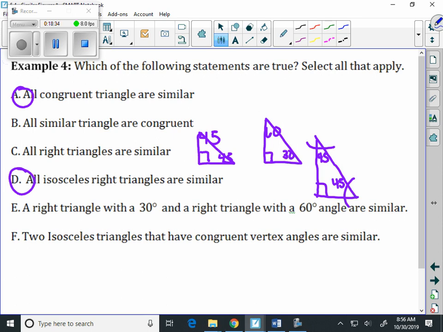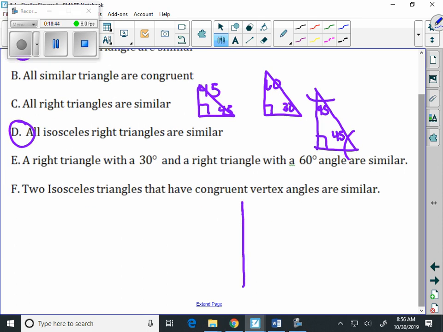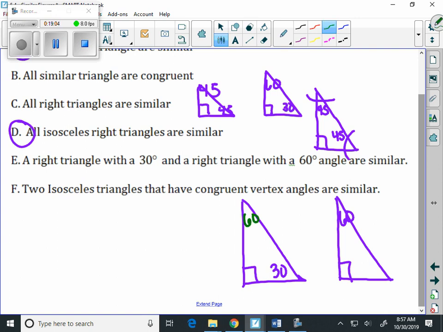Letter E, a right triangle with a 30 degree and a right triangle with a 60 degree. So if we drew a quick picture of that, again, it's a right triangle with a 30 degree. And we can say a right triangle with a 60 degree. Are these similar? Well, this would be 60 and this would be 30. So the answer is yes.